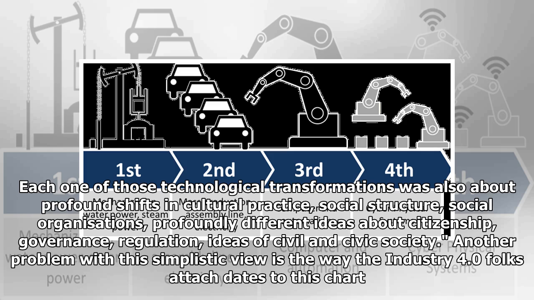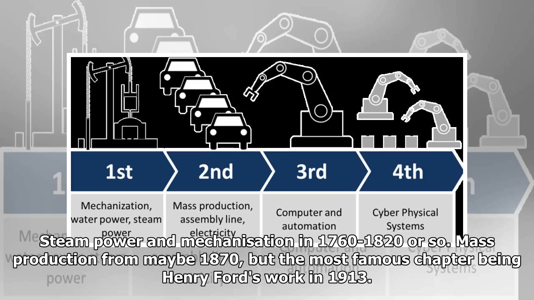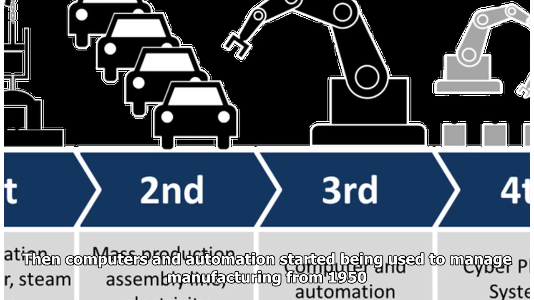Another problem with this simplistic view is the way the Industry 4.0 folks attach dates to this chart. Steam power and mechanization in 1760 to 1820 or so. Mass production from maybe 1870, but the most famous chapter being Henry Ford's work in 1913. Then computers and automation started being used to manage manufacturing from 1950.